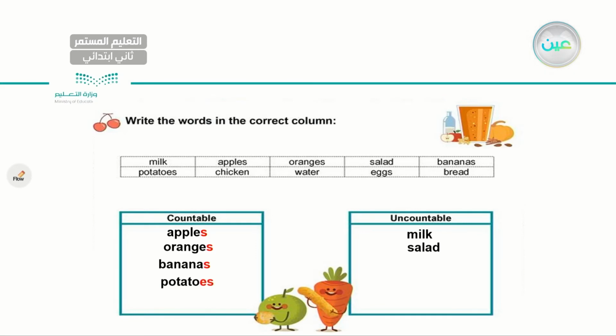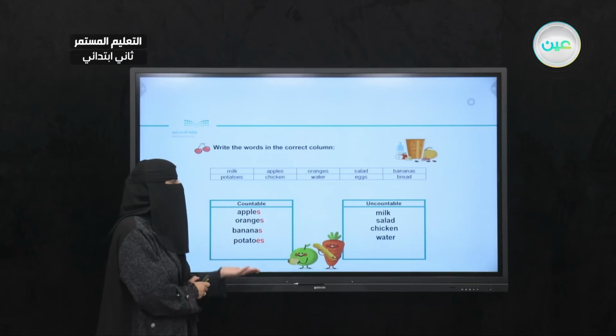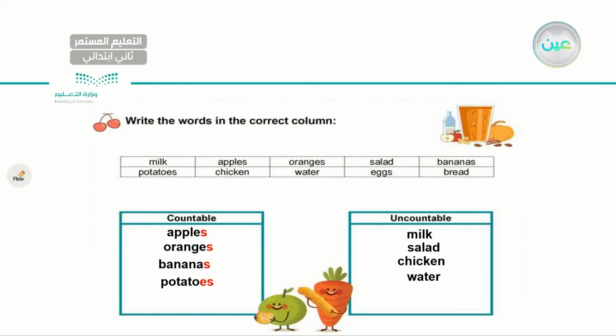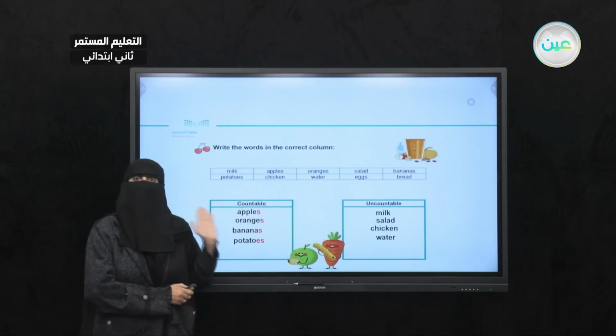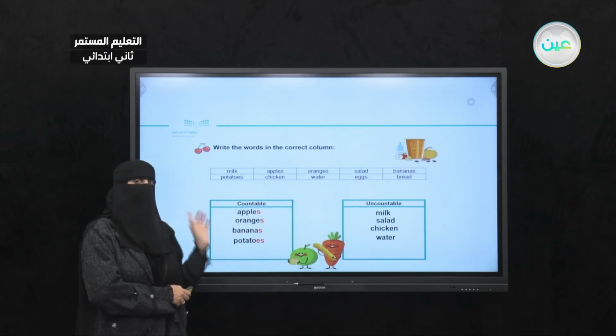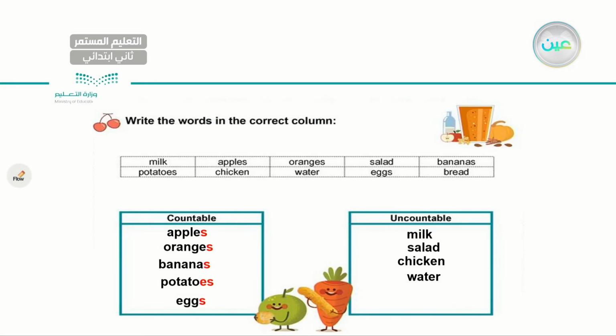Next, I have chicken. Can I add S? I cannot. Same as in meat, it's uncountable. Next, I have water. What do you think? Countable or uncountable? Water is a liquid, same as milk, coffee, it's uncountable. Now I have 2 words remaining. I have eggs and I have bread. What do you think? Eggs, I have an S for plural, definitely, it's countable, while bread is uncountable.